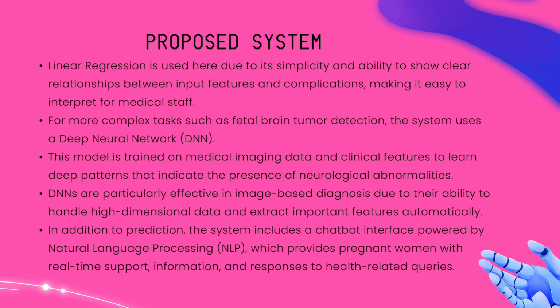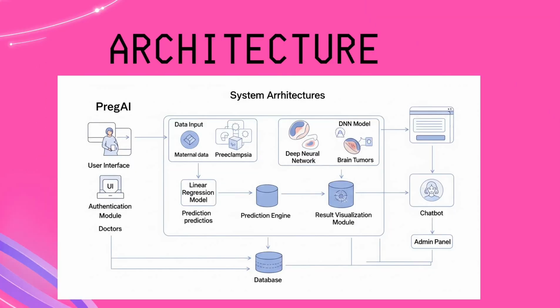For this particular thing, we are using linear regression. Then we are going with a deep neural network for the brain tumor detection, then a large language model for the chatbot support, as well as random forest for the fetus health monitoring. So this is the overall architecture.